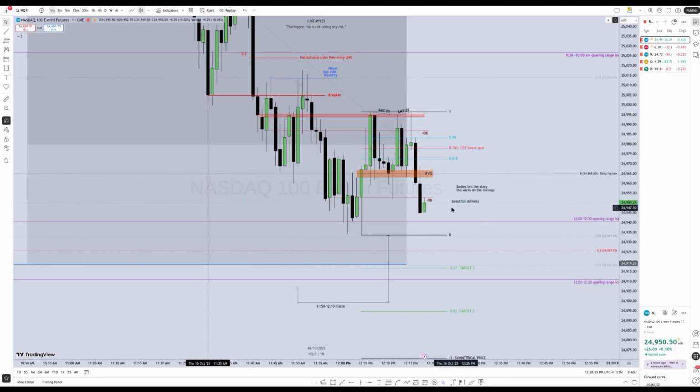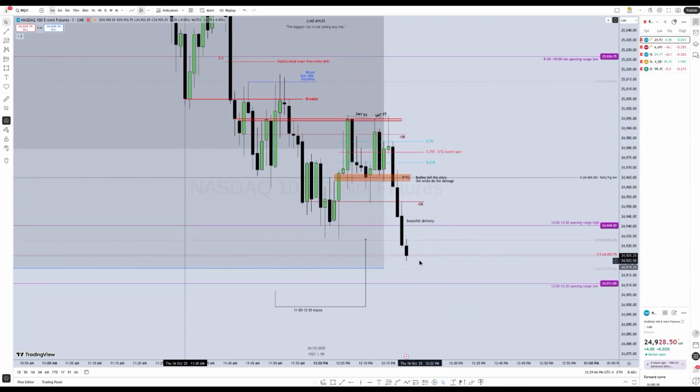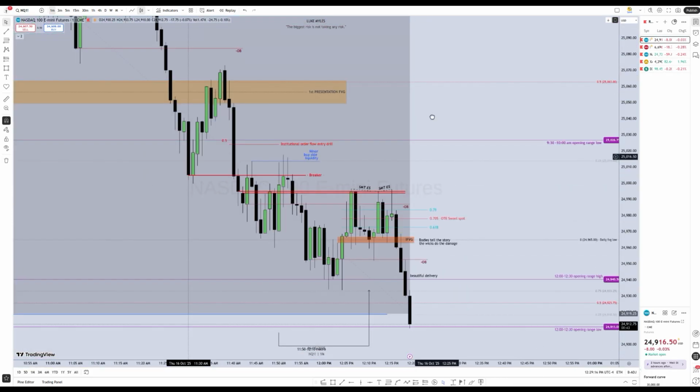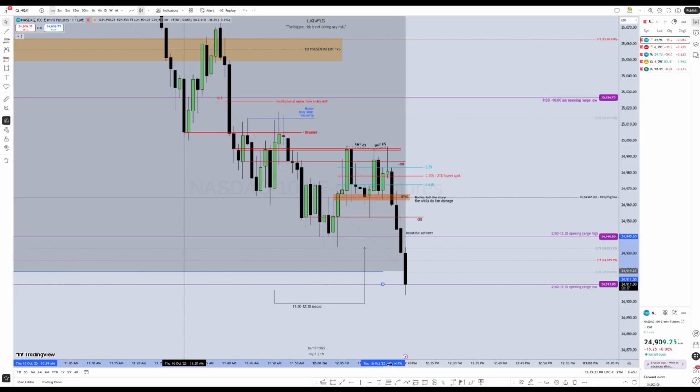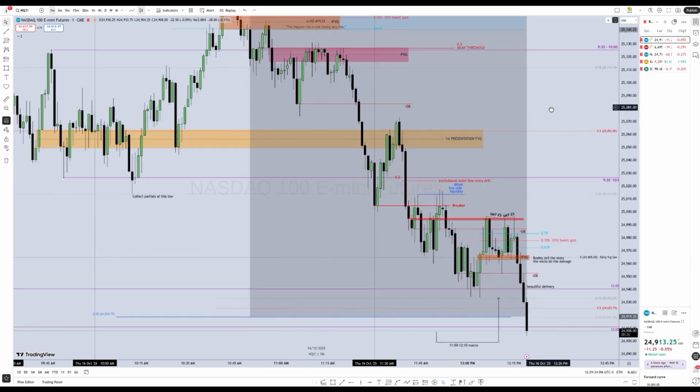Okay, so that is beautiful delivery right there. Market taps the order block one more time. That candle has no bottom wick. Yeah, just like that. Market drops into half of the 12 to 12:30 opening range. Half of that, and the market completes and gives you your final take profit. So that's the trade with that.